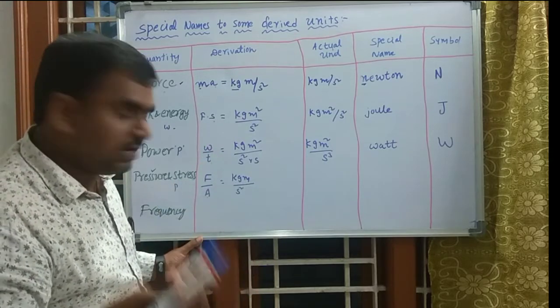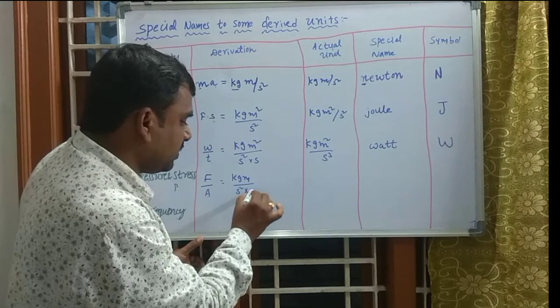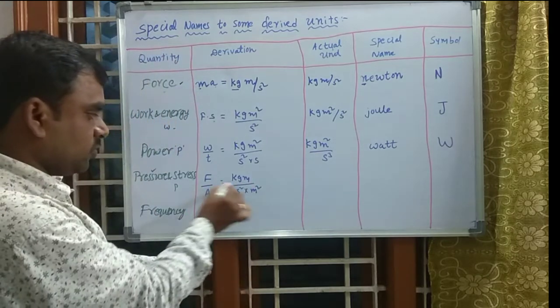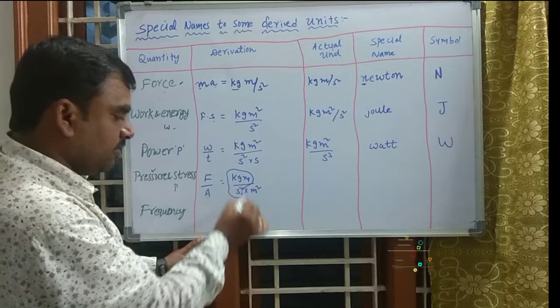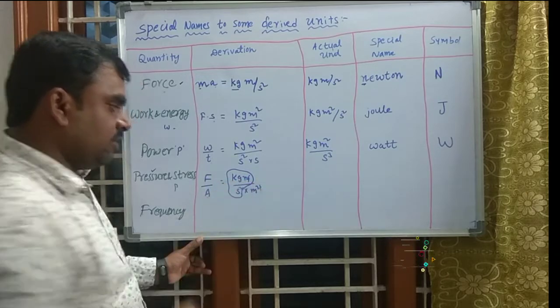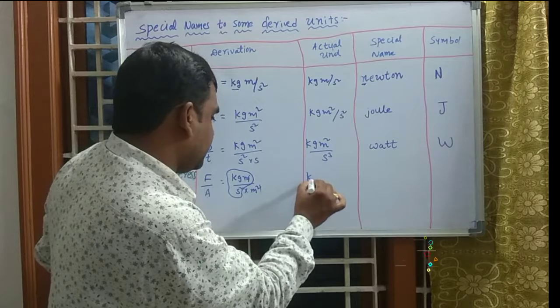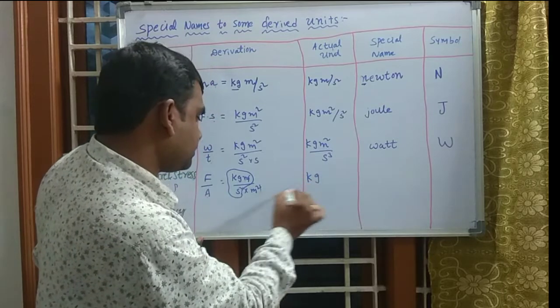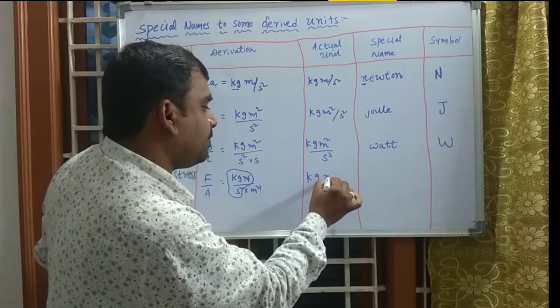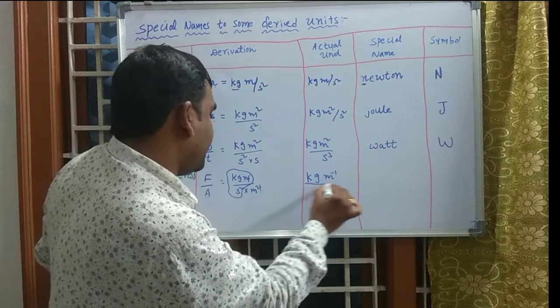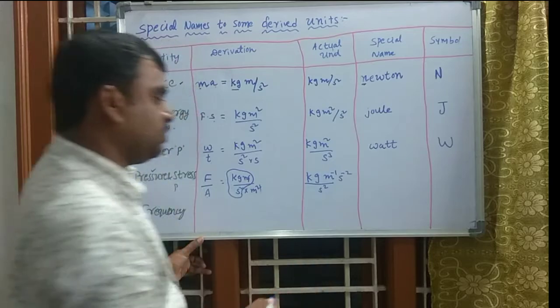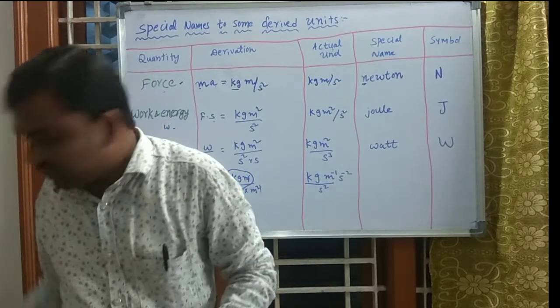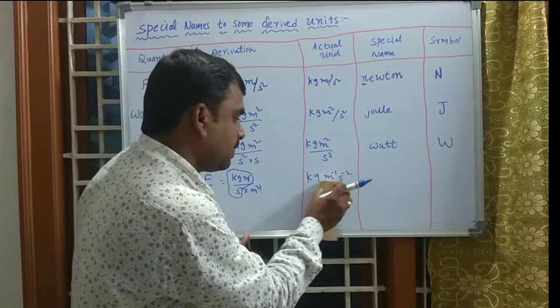Both are length only, one kind of length only. That's why the SI unit is meter square. So the force unit is this, and the area unit is meter square. If we cancel, we will get kg meter to the power minus 1 per s power 2. That means if we write this, you can write s power minus 2 also. Okay, that's it.